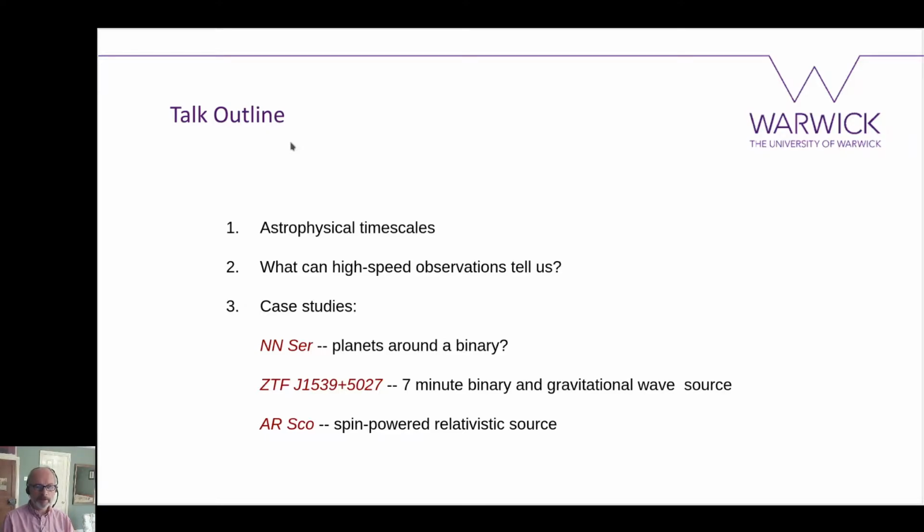We'll look at 3 particular objects, and we'll come back to these later. But it turns out we can study whether there are planets, things called gravitational waves, and finally a very unusual source called AL-SCO, which is powered by relativistic effects.